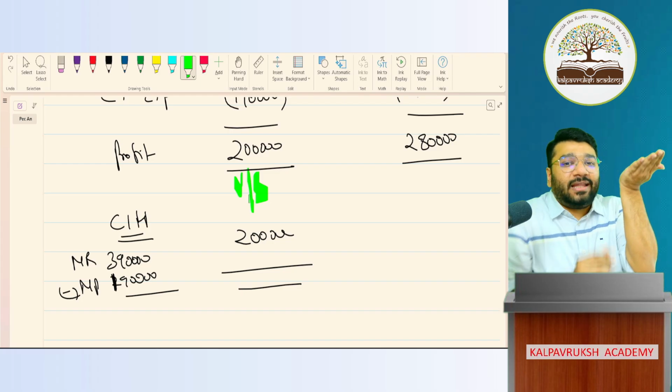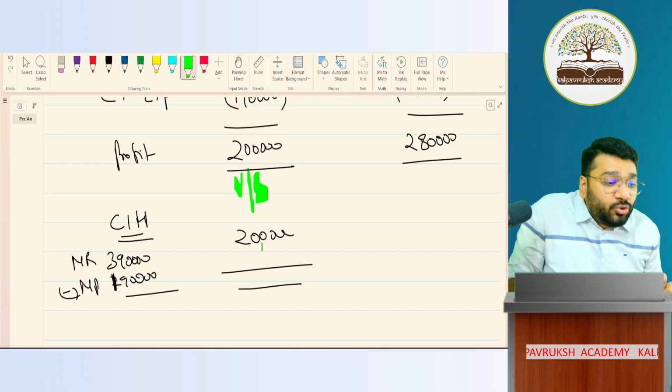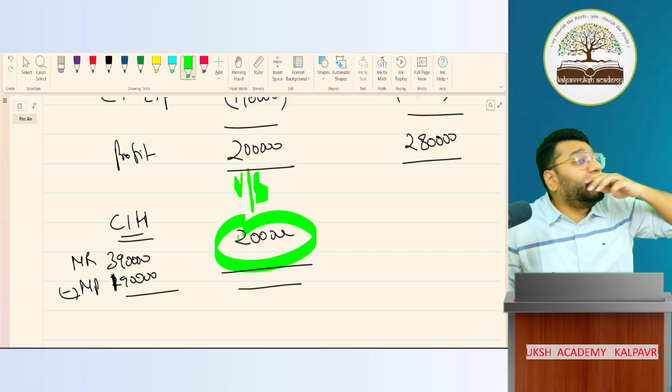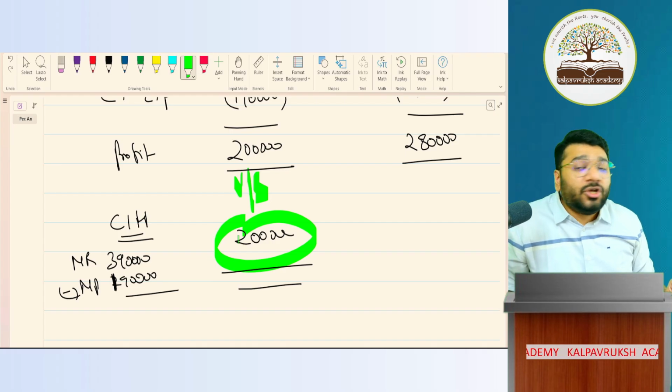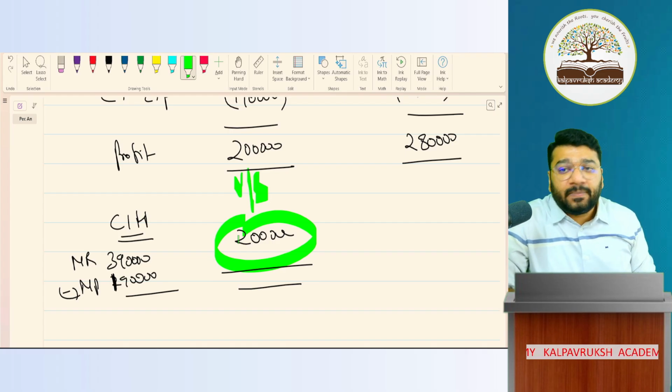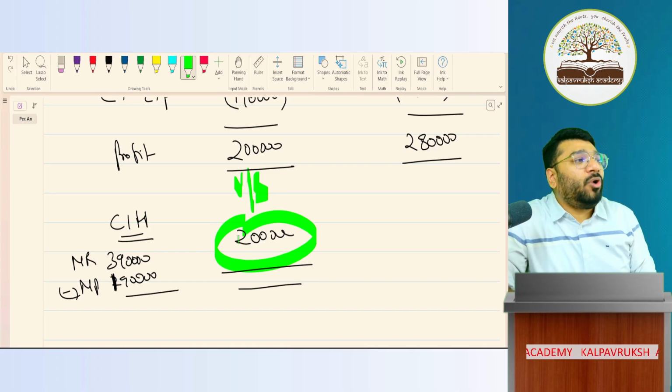Whatever is cash in hand, that is your cash profit. So this 2 lakh is nothing but your cash profit. This will always be same. Okay, not okay. So in the exam, if they ask you a true and false question, that in accrual basis of accounting, your net profit and cash in hand will always be equal. True or false?